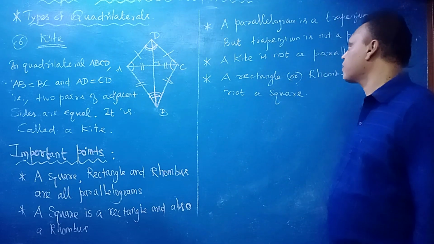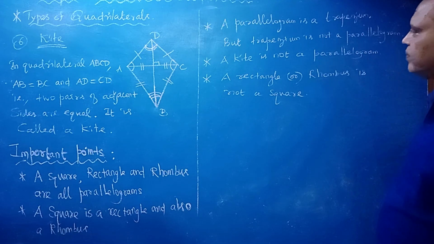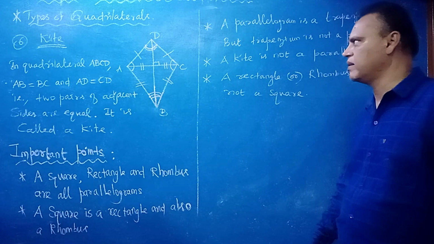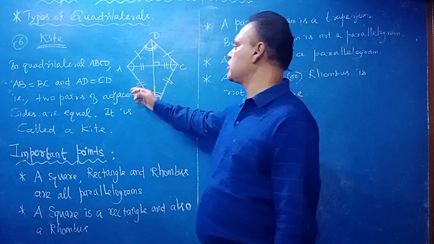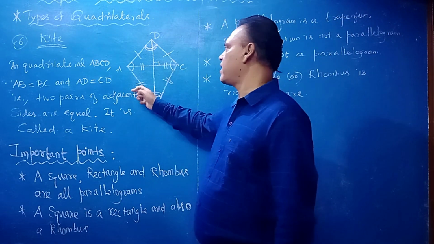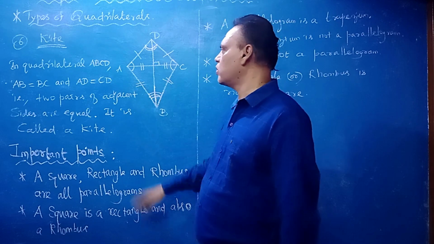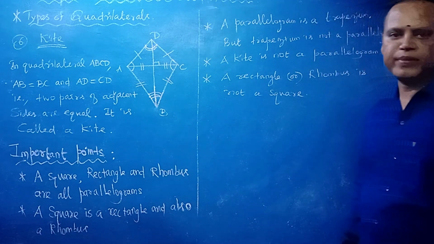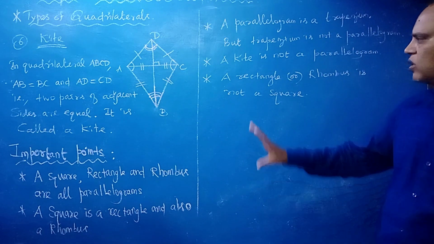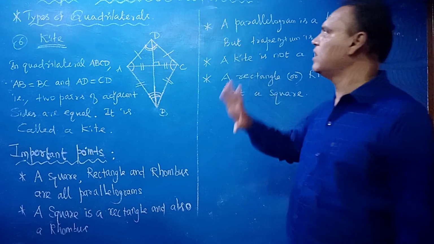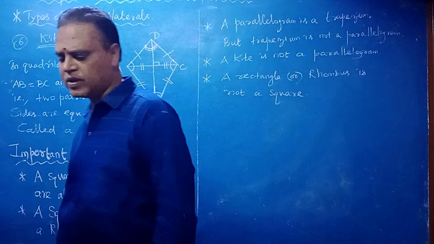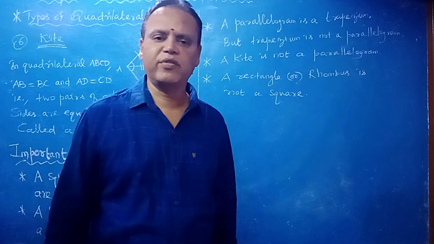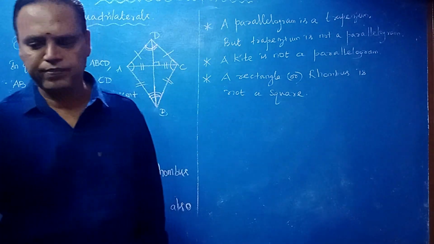And a kite is not a parallelogram. A kite is not at all a parallelogram. Remember. See the diagram. A parallelogram has opposite sides parallel, but here only adjacent sides are equal, not parallel. So it is not a parallelogram. So these are all the basic concepts in types of quadrilaterals. Next we will see the properties of parallelograms. That is very, very important.